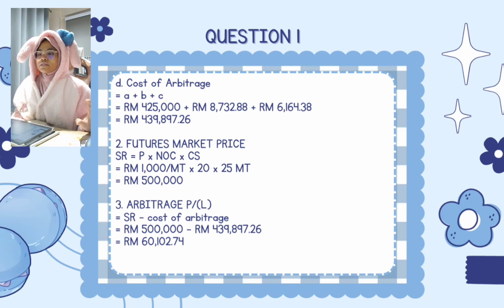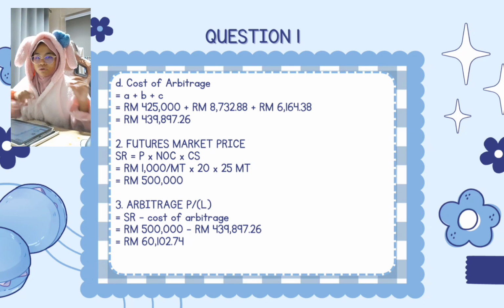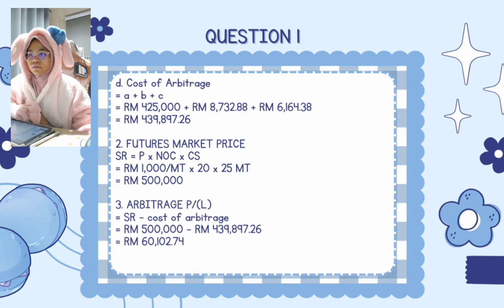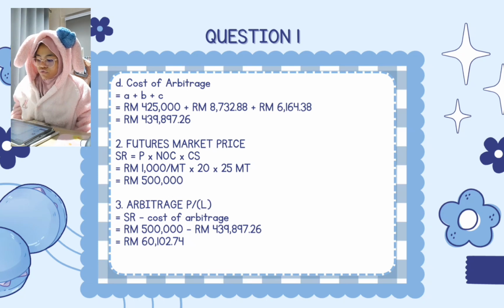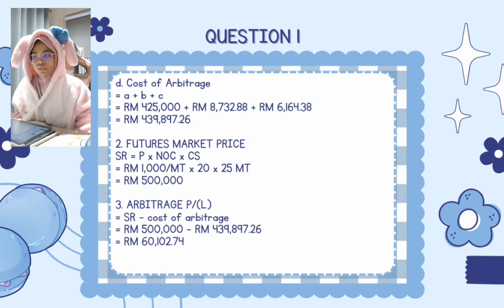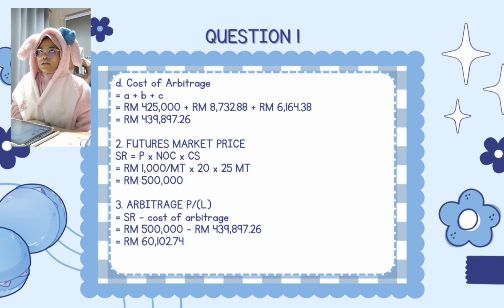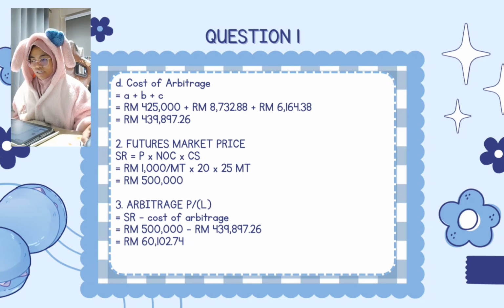Okay. So next is calculate the arbitrage profit or loss, which equals sales revenue minus the cost of arbitrage. So the sales revenue is 500,000 ringgit minus 439,897 ringgit 26 cents, which will equal the total profit of 60,102 ringgit 74 cents.